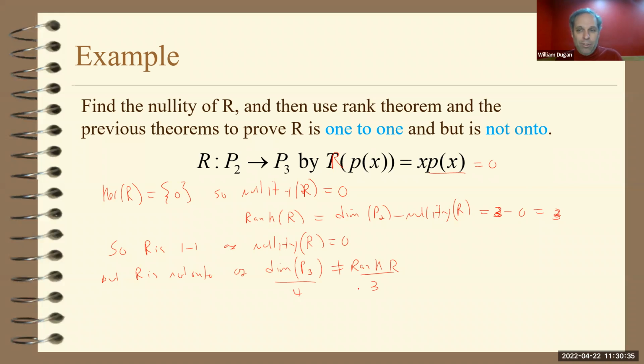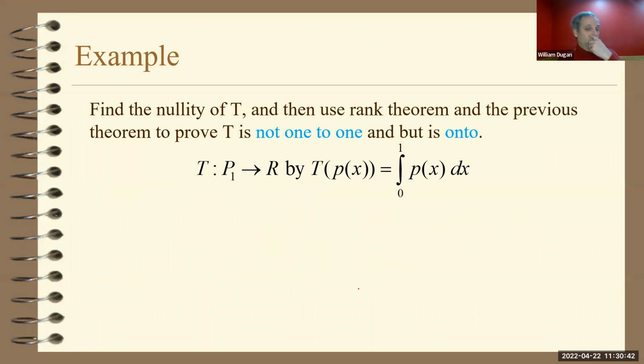So it's not onto. So we know it's 1-to-1, we know it's not onto. Do it again. I want to show that this particular transformation is not one-to-one, but it is onto. So the argument's exactly the same. I'm just going to look at the nullity, and we know the kernel for this guy.